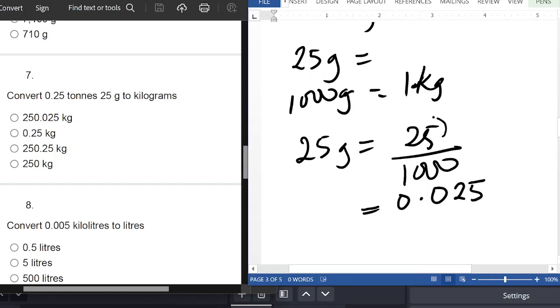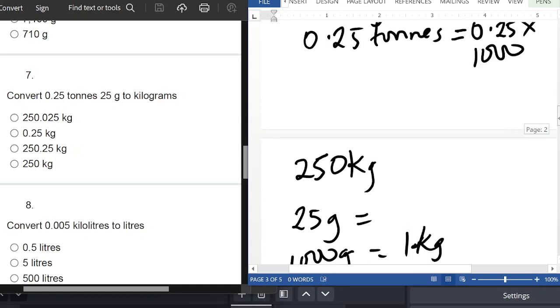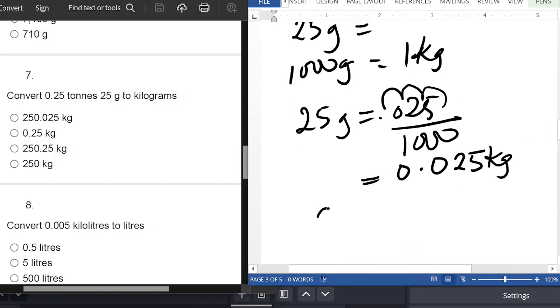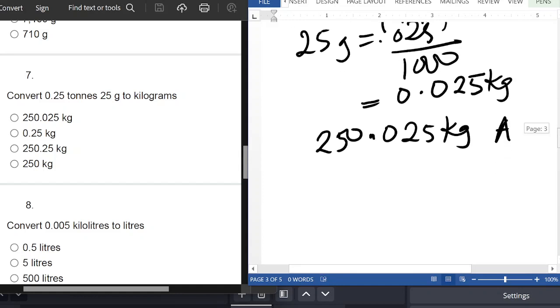Because we move it 1, 2, 3, so 1, 2, 3, 0 here. So this is kilogram. We then add this plus this 250. So that will be 250.025 kilograms. That gives us the answer, and that is option A there. This is very clear. So we move to question number 8.